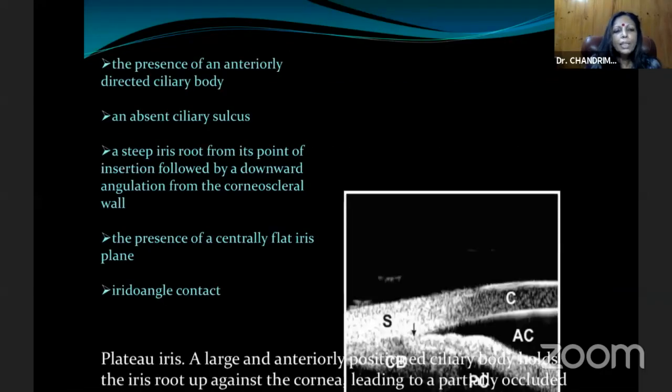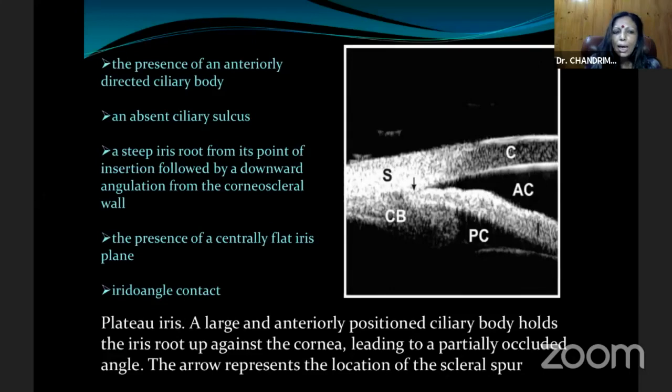So in the presence of an anteriorly directed ciliary body and absent ciliary sulcus, a steep iris root from its point of insertion, followed by a downward angulation from the sclerocorneal wall, the presence of a centrally flat iris plane and irido-angle contact. So if you look at that picture out there, plateau iris, a large and anteriorly positioned ciliary body, holds the iris root up against the cornea, leading to a partially occluded angle.